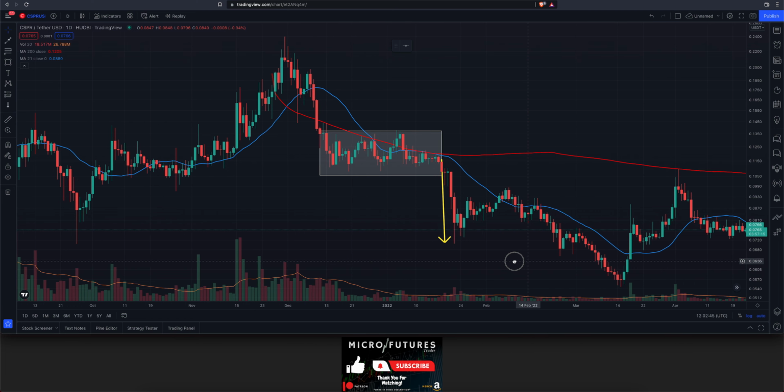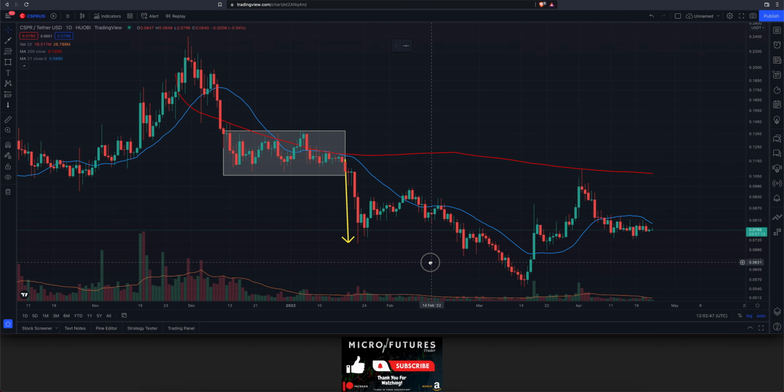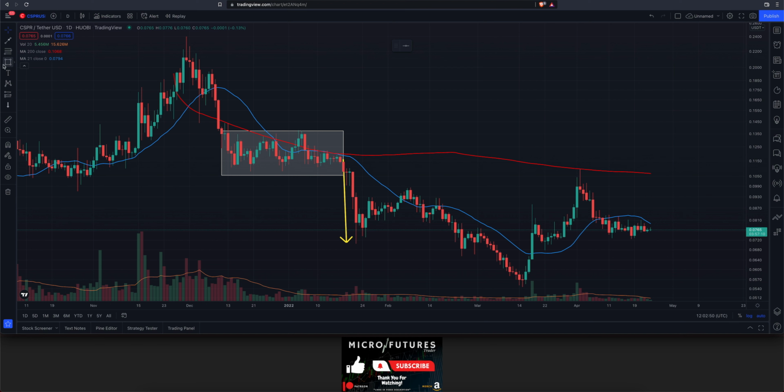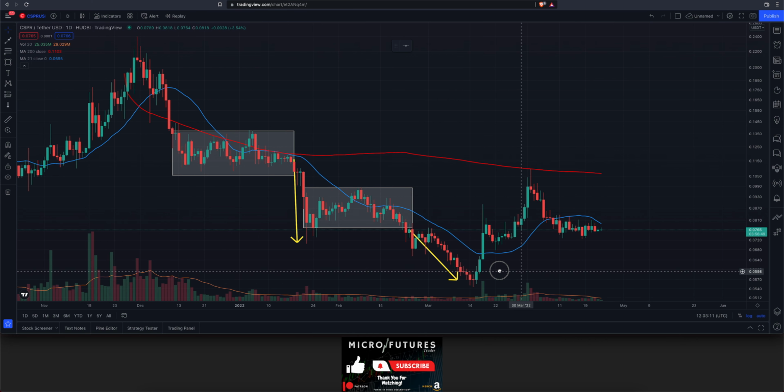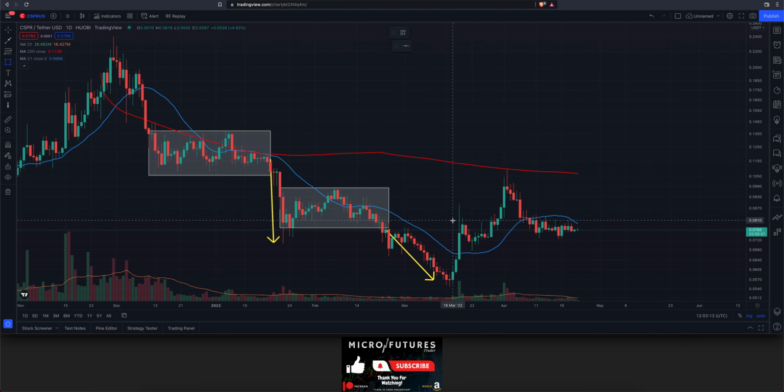Heading over to some more recent times here, we have these. This is a little bit less of a perfect example, but it is still an example. Price basically chops around and then breaks out of that range and heads to the downside. And then we have another little one here, although small, still valid.